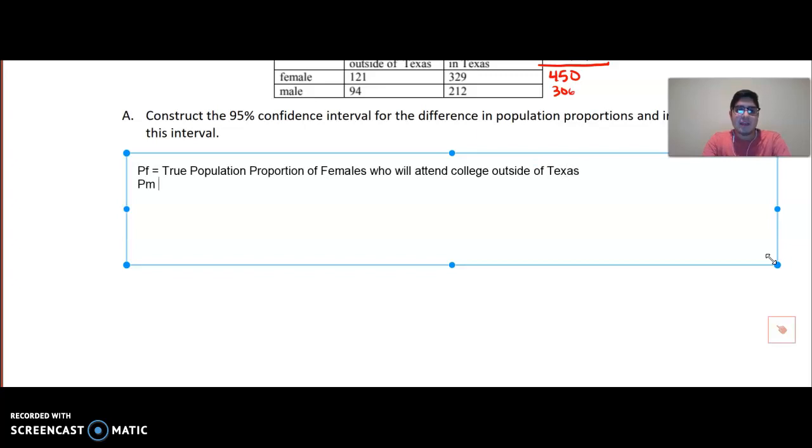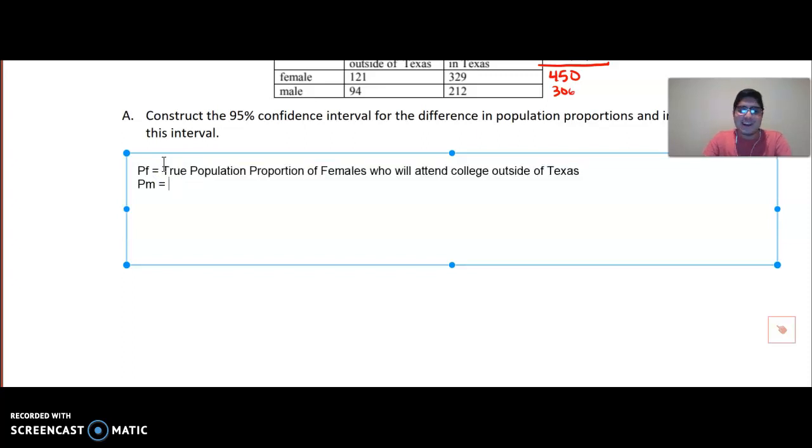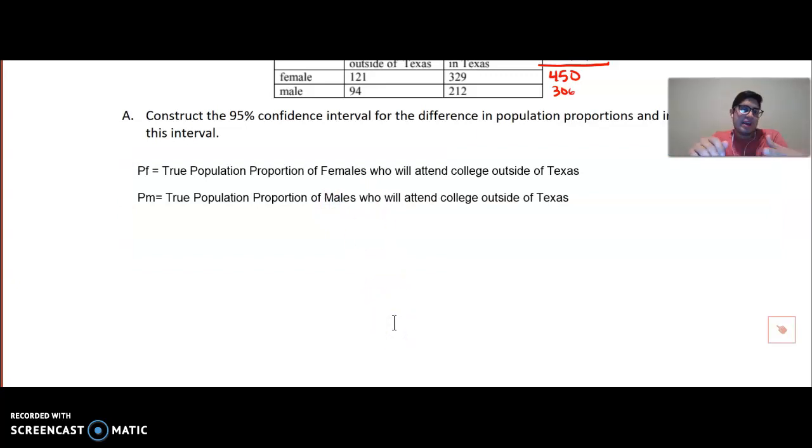And then I'm going to let PM be the true population proportion of males who attend college outside of Texas. So I'm actually, sorry, I can cheat a little here. You all got to write it out, but I've already done my time. Oh, and look, it didn't even work. PM. There we go. All right, so I've got my two parameters here that are listed. So I have PF and I have PM.